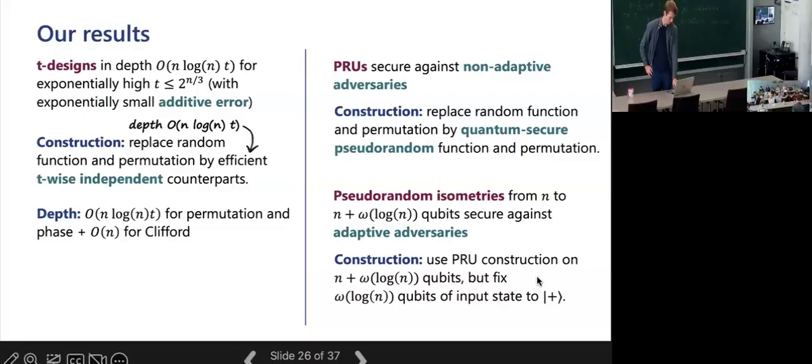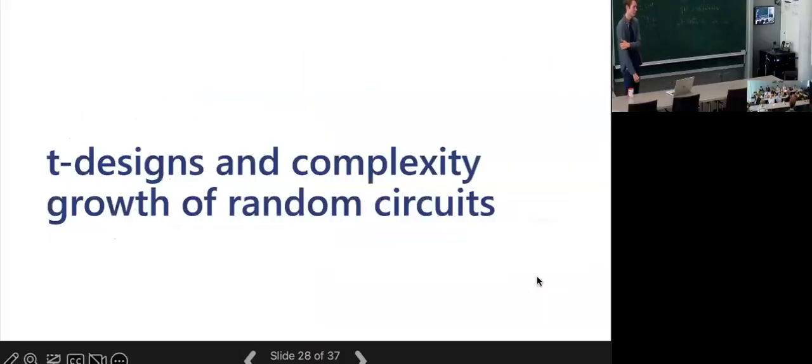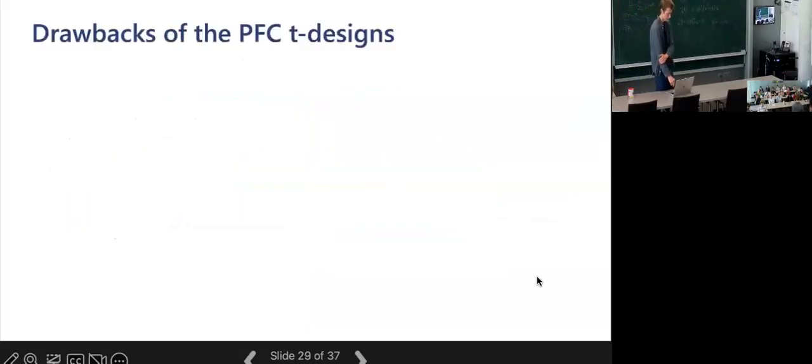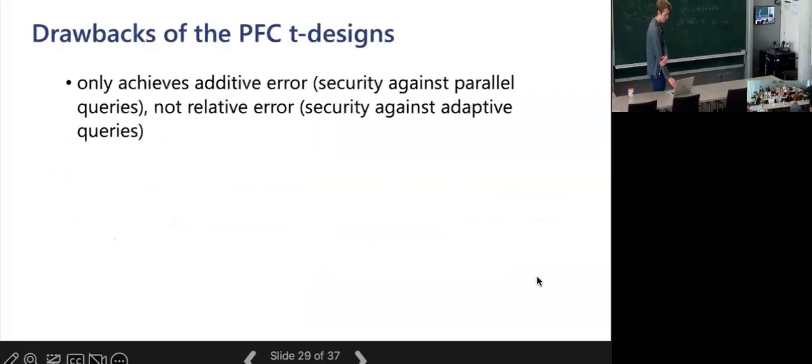Then let me move on to the complexity growth of random quantum circuits. This is from the second paper that I mentioned at the start. So I've been telling you about how amazing this PFC ensemble is. Here are the reasons it's not perfect. Firstly, we only get additive error T designs, right? This parallel security version that I had on the slide, whereas ideally you would want relative error T designs. And also just to be clear, the rest of the talk is now purely about T designs. We're done with PRUs. We solved PRUs and we're moving on. So you would want relative error T designs, which would imply security against adaptive adversaries.